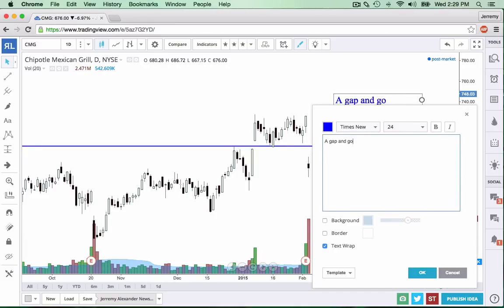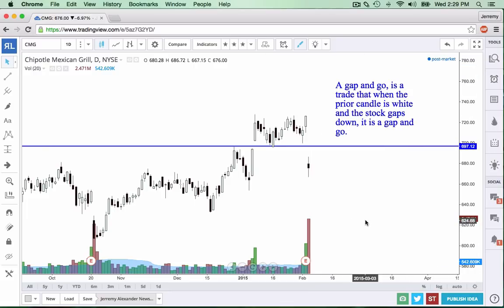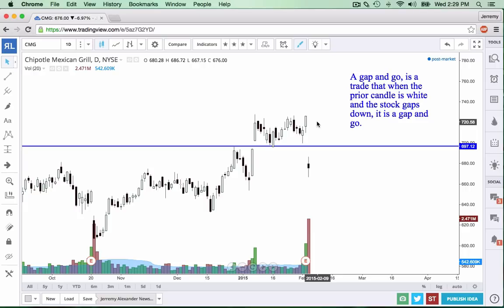A gap and go is a trade that, well, I should say, when the prior candle is white and the stock gaps down, it is a gap and go. Simple as that. It really is that simple. If you have a white candle and the stock gaps down, it's a gap and go, meaning that this gap is pretty strong.